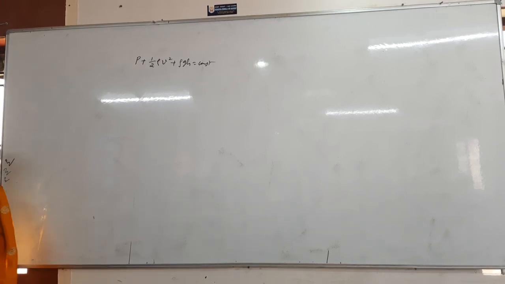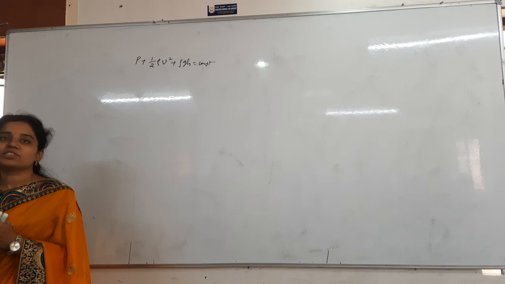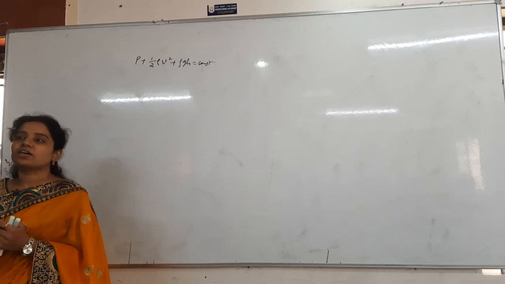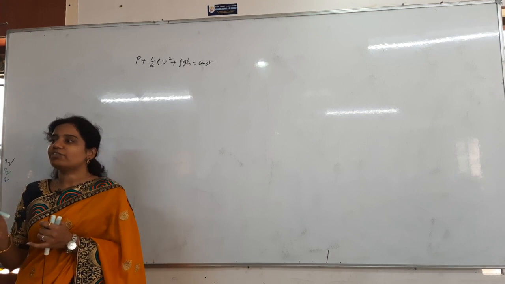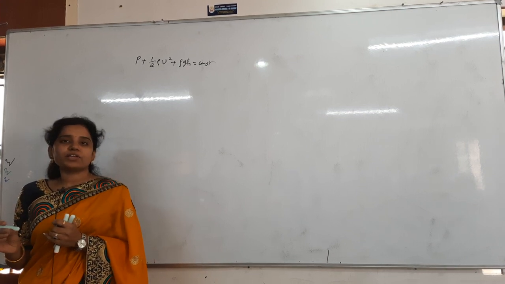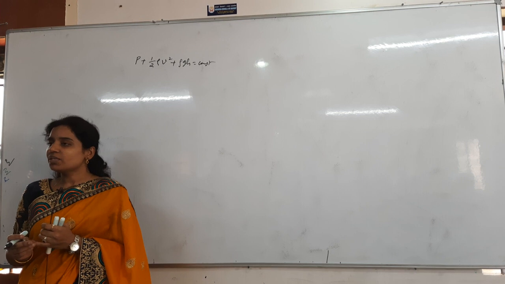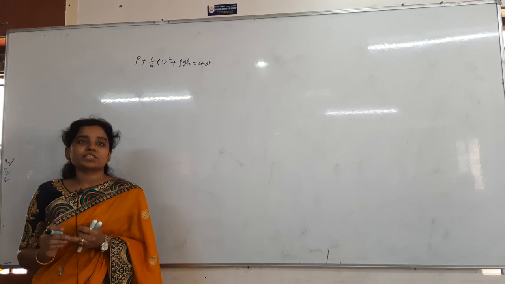Principle we will see. In that, the first application will be the Venturi meter. What is the use of Venturi meter? Nothing but to measure the velocity of the fluid in a pipe. At any cross section you have to measure the velocity of the fluid, you have to use the Venturi meter. And then one more thing will be there, that is Torricelli's theorem.